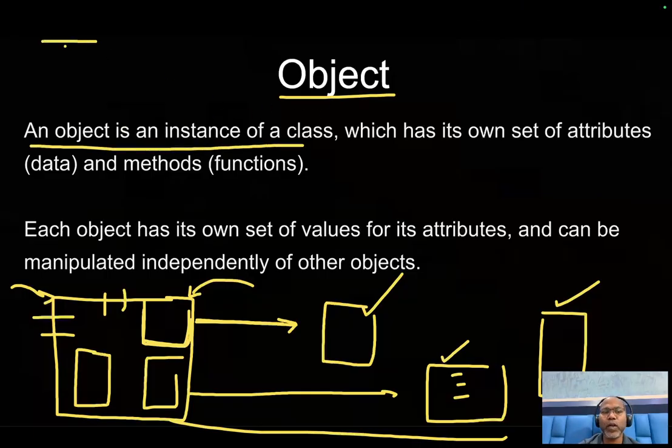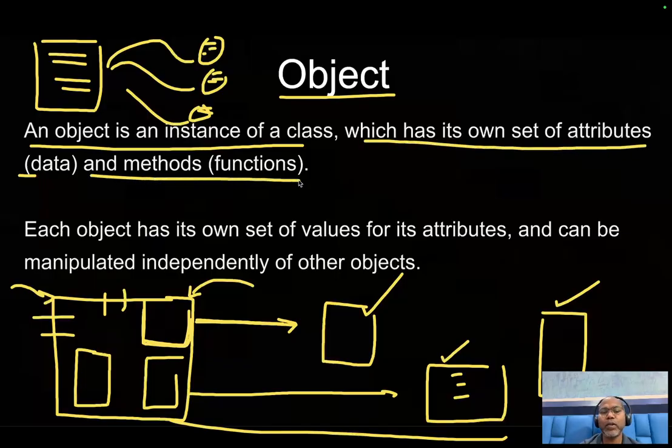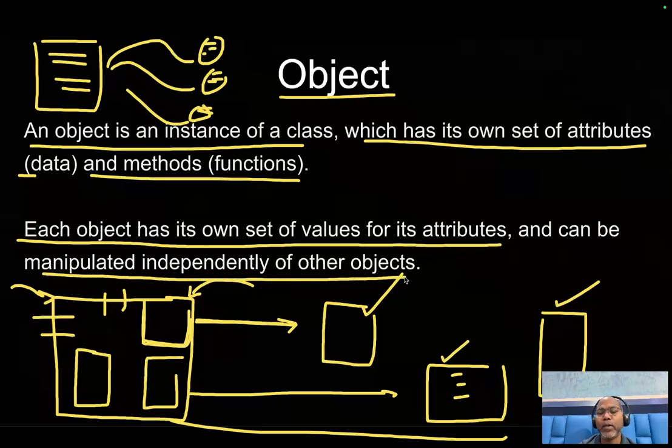That means a class is a paper where you define what the attributes of an object and what the behavior of an object are. And once you define this template, you can create object 1, object 2 and object 3. Each object has similar attributes and behavior, but has its own set of data or methods or functions. So each object has its own set of values and attributes and is independent of the other objects.